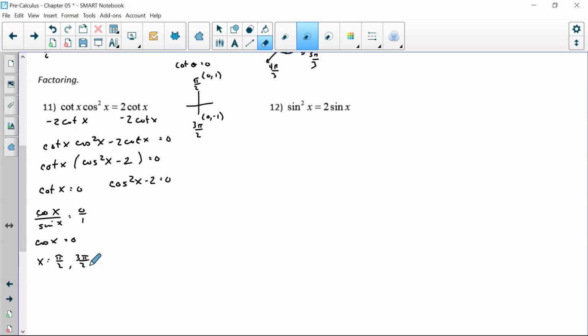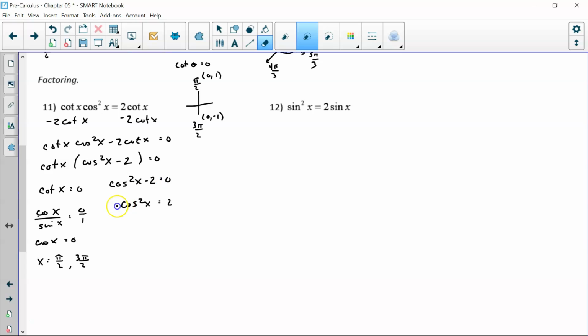So a couple different ways to think about it. If you remember the cotangent values, or write it as cosine over sine and work it that way. For the second part, add 2 to both sides. So you get cosine squared x equals 2.